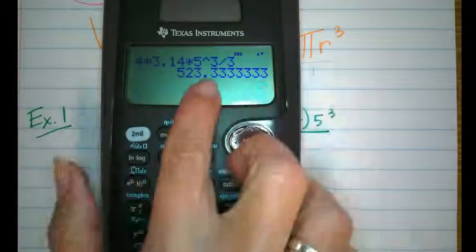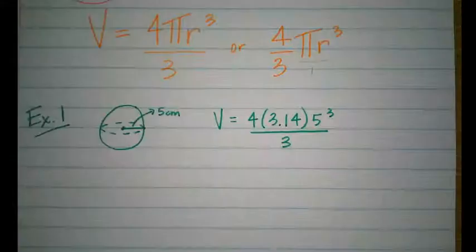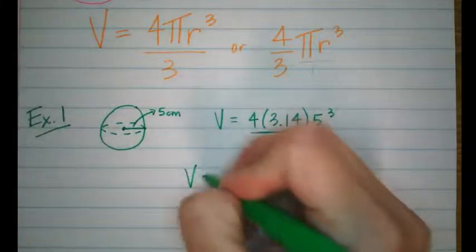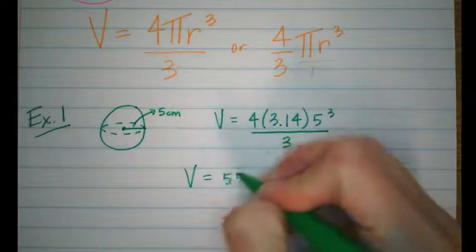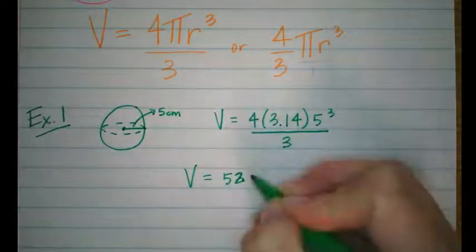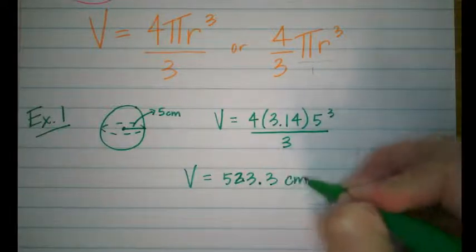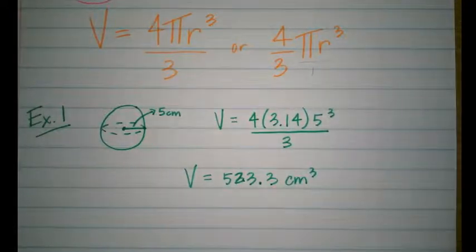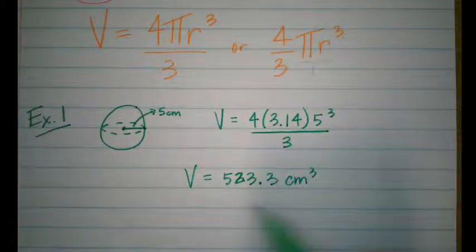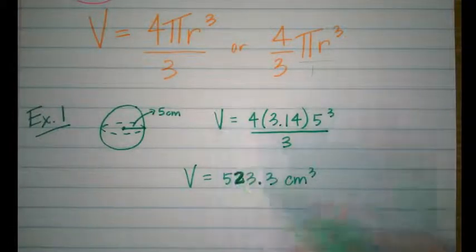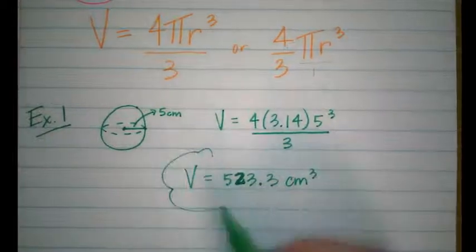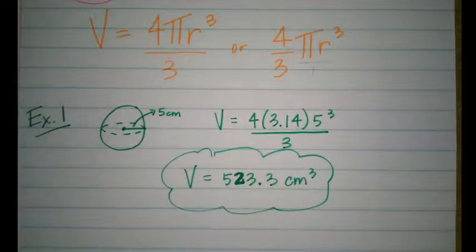And we don't need all these decimals, so we'll just round to the nearest tenth. So the volume for this sphere is 523.3, and then again the units are still cubed because we're doing radius, radius, radius. So this is supposed to be a 3 here. Sorry about that. So there's our volume.